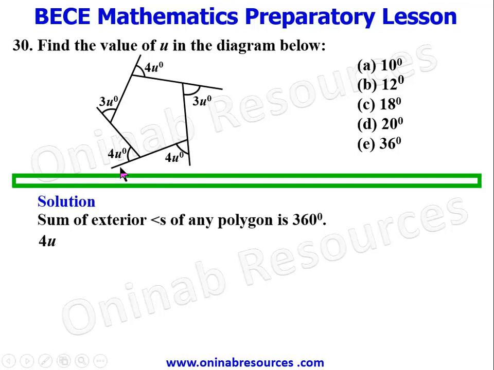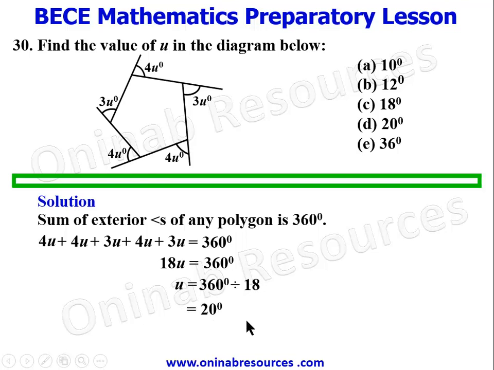So we have 4u plus 4u plus 3u plus 4u plus 3u is equal to 360 degrees. 8, 11, 15, that's 18u is equal to 360 degrees, and u will be equal to 360 divided by 18. u is 20 degrees, and that's option D. This is the end of solution to problem 30, and this is as far as we can take in this part.